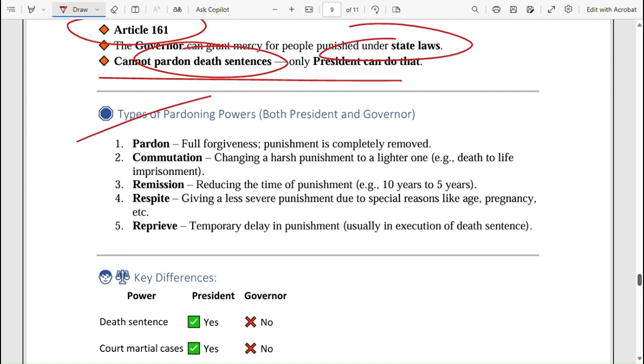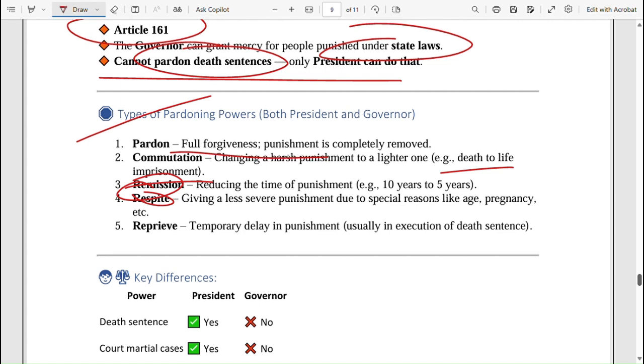So there are some types of pardoning powers, both for president and governor. The first is pardon, where full forgiveness will be given. Then what is commutation? Commutation means changing a harsh punishment to a softer punishment, like a death sentence being converted to imprisonment. Whereas remission is reducing the time of punishment. If he is sentenced to 10 years in jail, the president can use remission and reduce the imprisonment from 10 to 5 years.